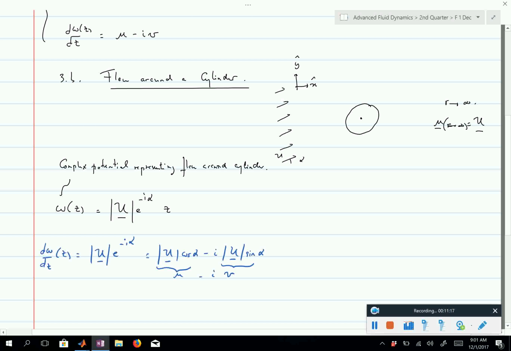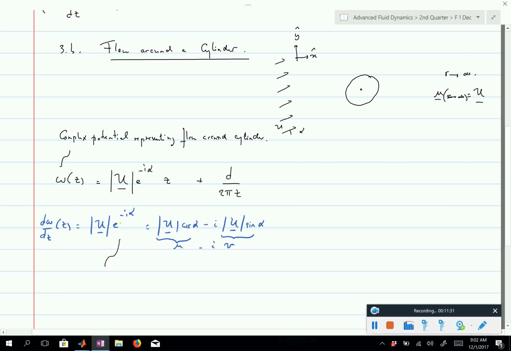Now we have to add the potential generated by a dipole. So D divided by 2 pi z. Let me just write it underneath here. This is the potential associated with a uniform flow.